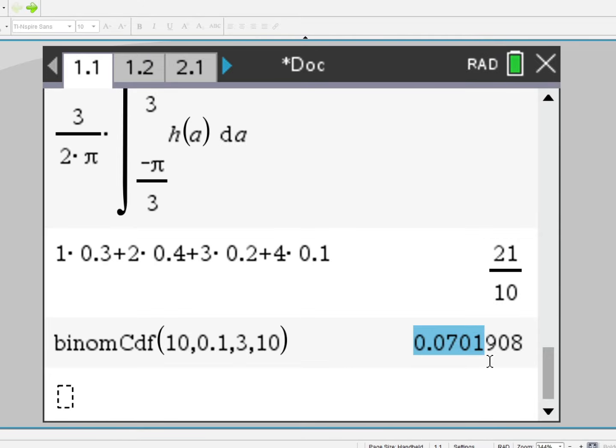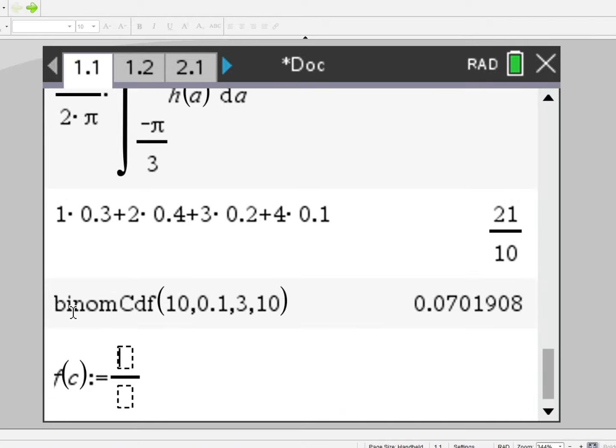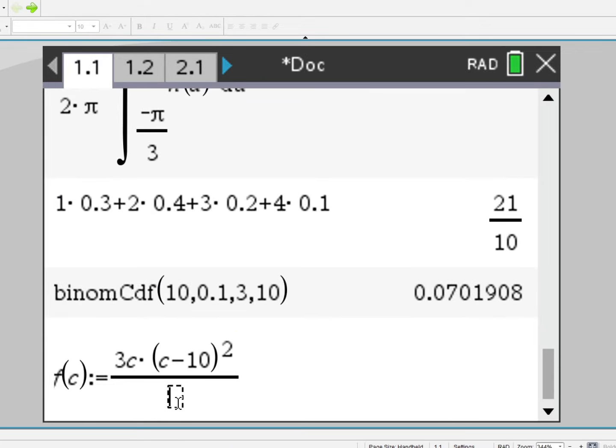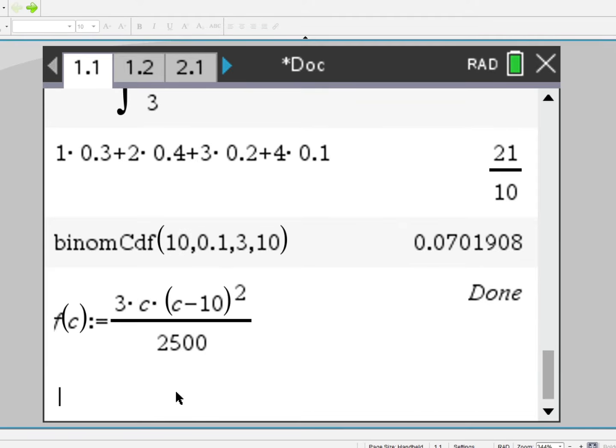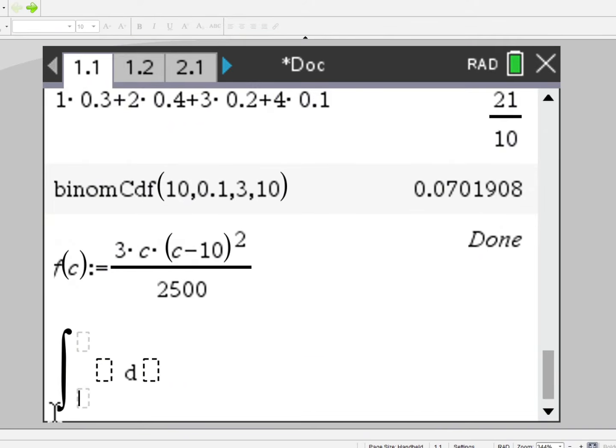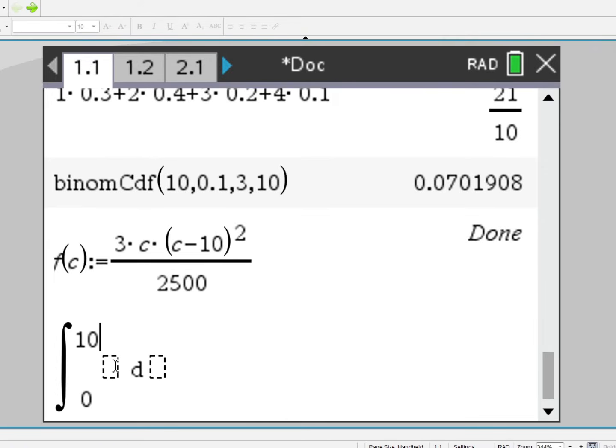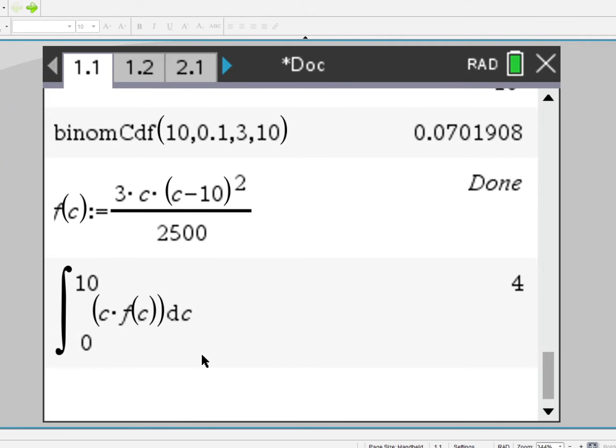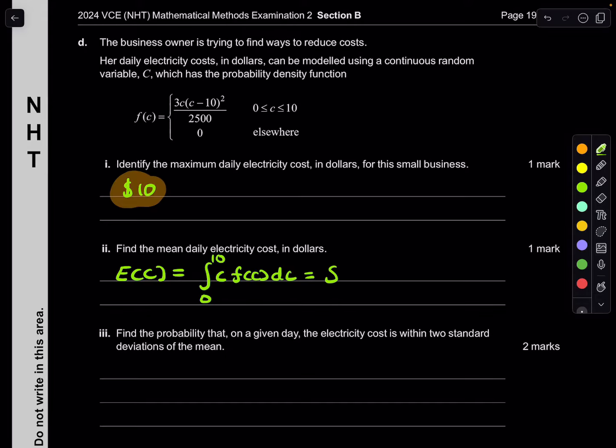So let's do that. First I'm going to define what f of C actually is. It's 3C times (C minus 10) squared, all divided by 2,500. And we want to integrate from 0 to 10, C times f of C, dC. Enter. So $4. So the mean, the average cost, is $4. Done. Not bad.